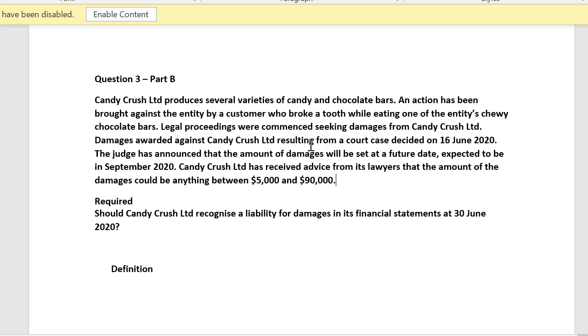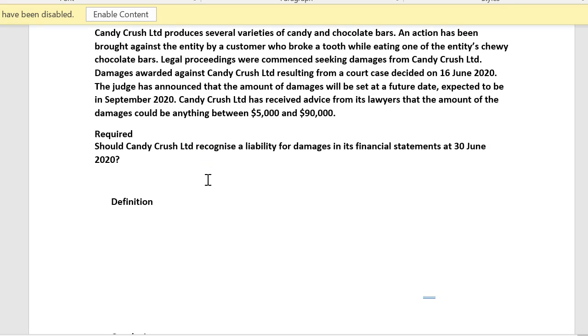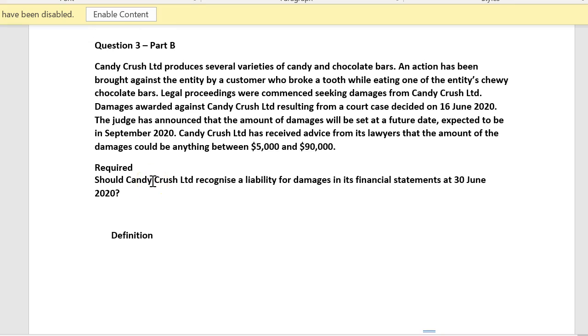Now this is a question on contingent liabilities. Why is it a contingent liability? Let's start with the definition of liabilities. We're looking at 3 definition criteria. What are the 3 definition criteria? A, there has to be a past event. B, there has to be a present obligation. C, expected future settlement or future outflow of economic benefits.